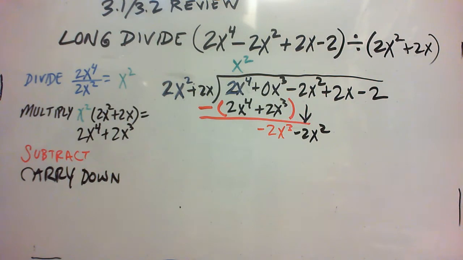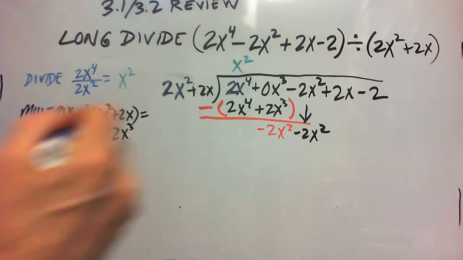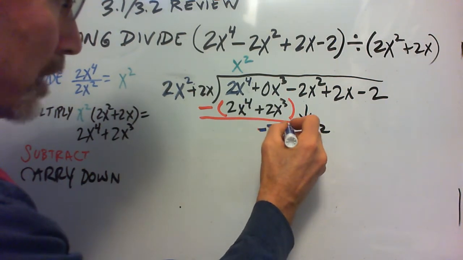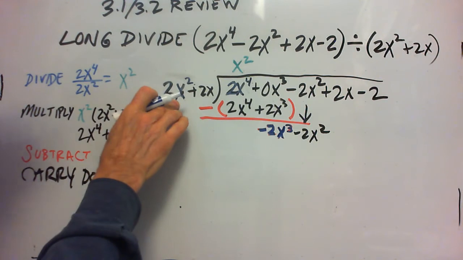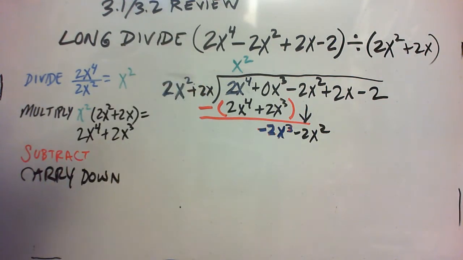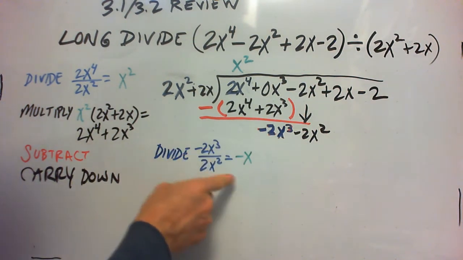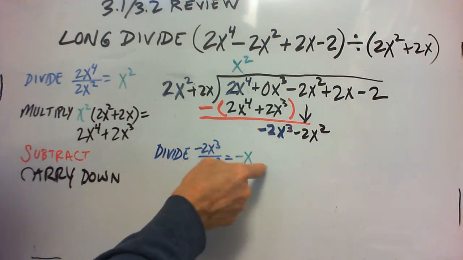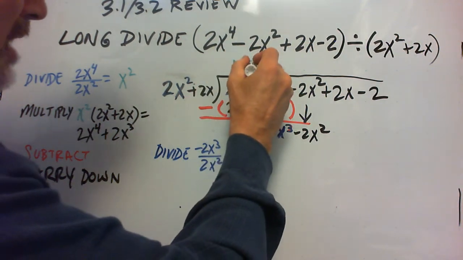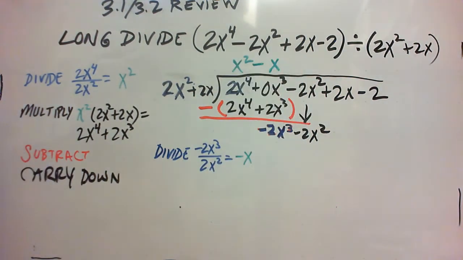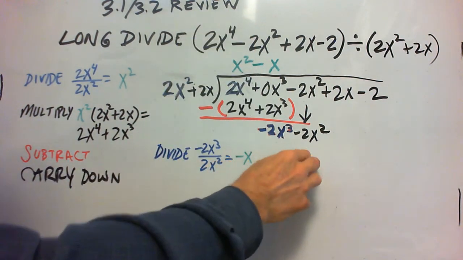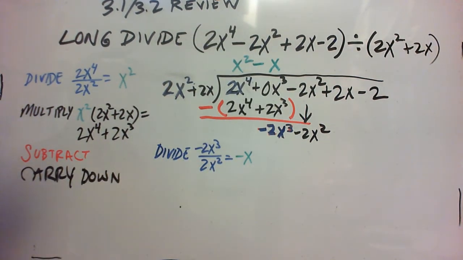Well, we start the process again, dividing leading terms. But this time our leading term is this negative 2x cubed that we got. We're going to divide that by positive 2x squared. And that will give us the next part of our answer. So when we do that division, negative 2x cubed divided by 2x squared, we get a negative 1x, or minus x. That's the next part of our answer. And we always take that answer part, multiply by the divisor, and put it underneath and subtract. So that's what we do next.